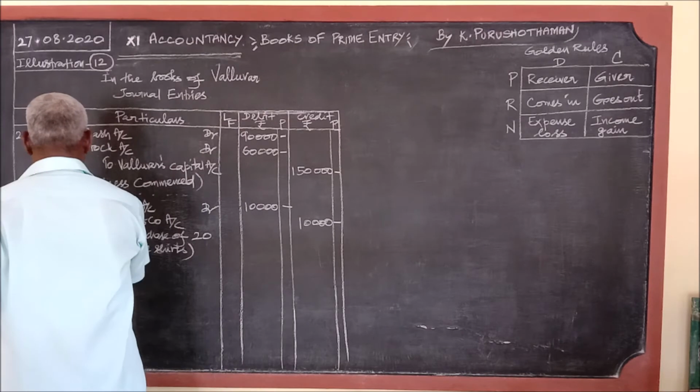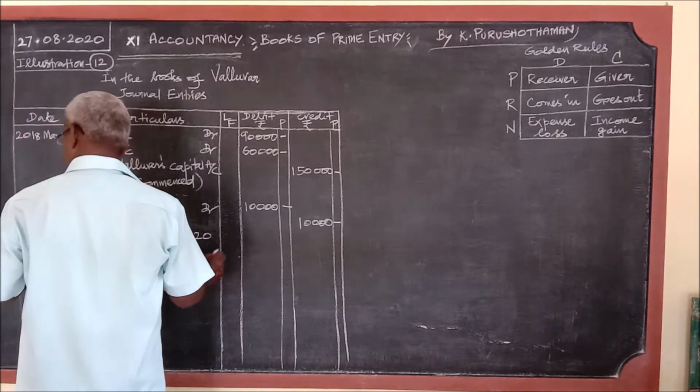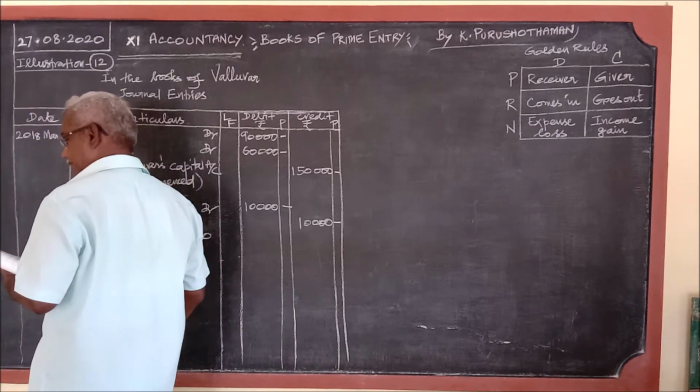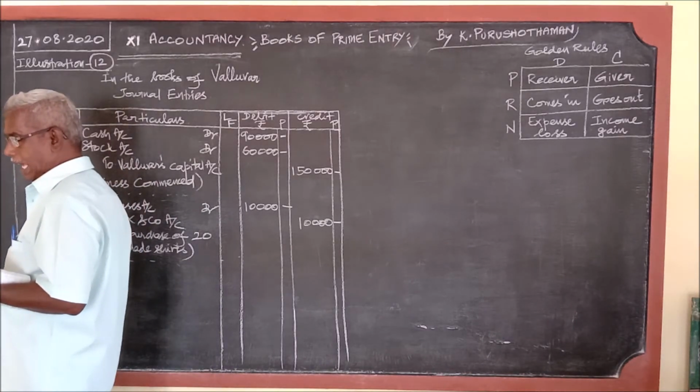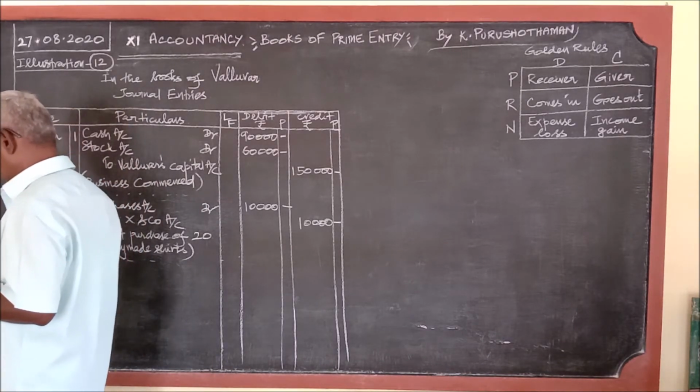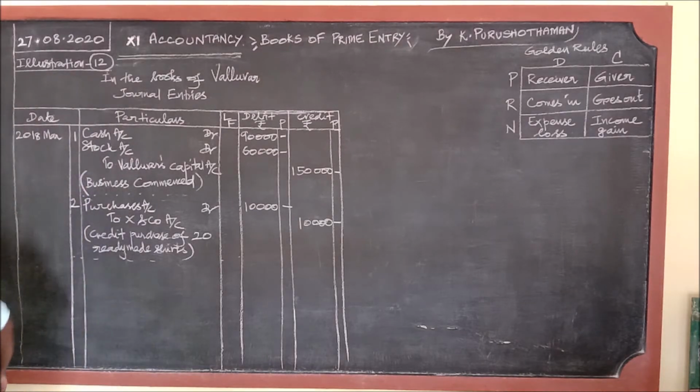Right. Leave a line gap. The next, on third: cash deposited into bank through cash deposit machine. This is on third. See the debit rule.